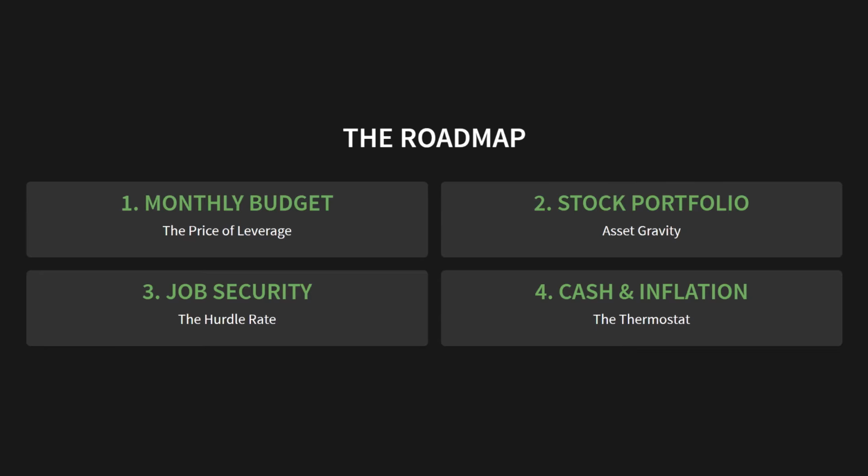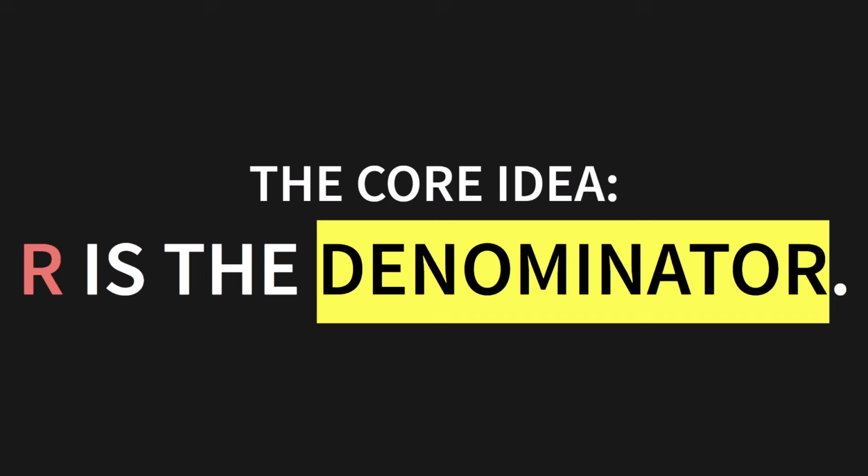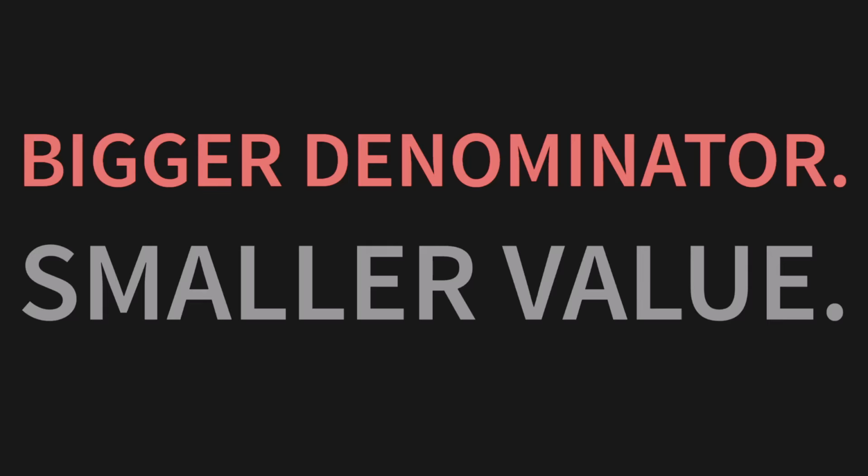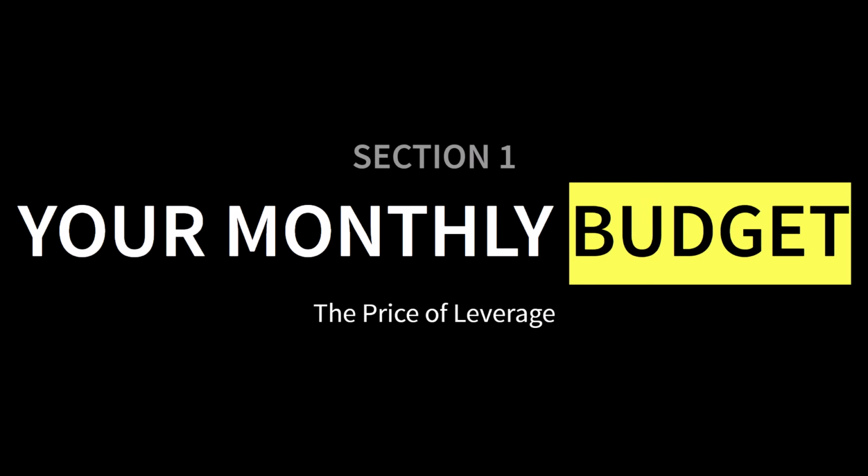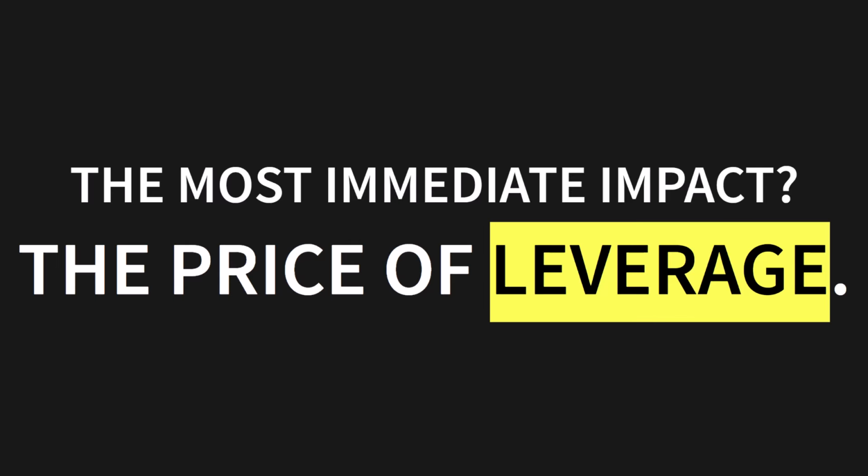But here's the core idea. The single most important thing to remember is this. R is the denominator. Bigger denominator, smaller value. Okay, let's start with your wallet, your monthly budget. The most immediate impact of that little number R? It's the price of leverage, a fancy word for debt.